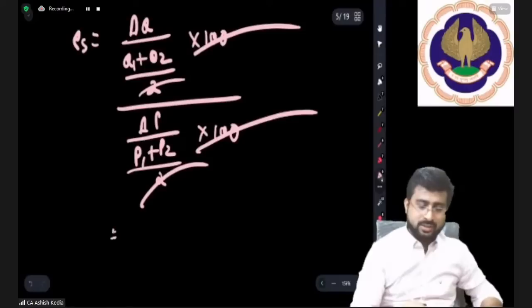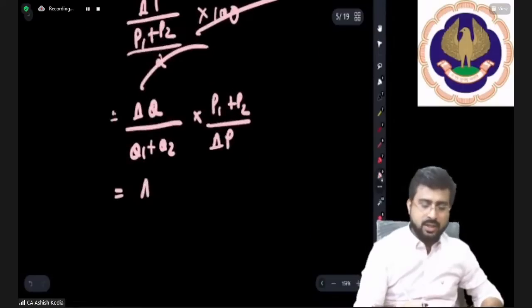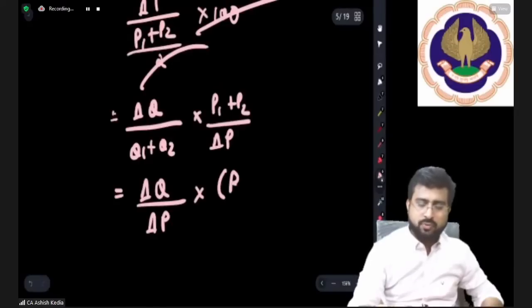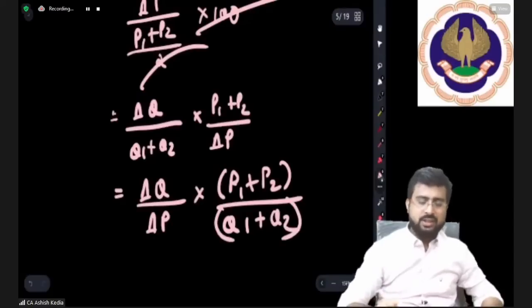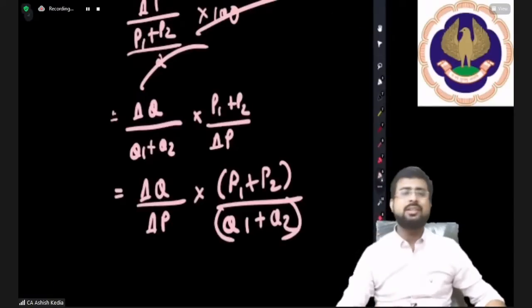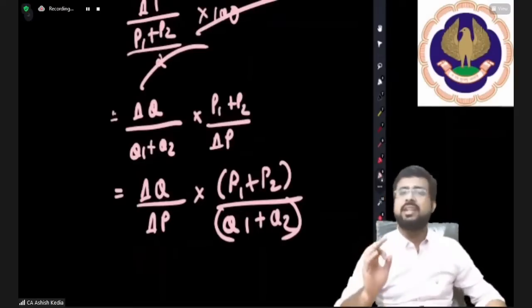So, friends, is it not correct for you to do it like this? Change in quantity by Q1 plus Q2 into P1 plus P2 by change in price. So we can write it as change in quantity by change in price into the sum of the two prices, that is at the beginning and at the end, by the sum of quantities. There it is. If the question is silent, you use the percentage method.